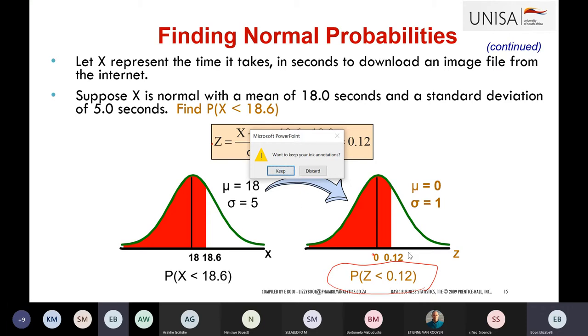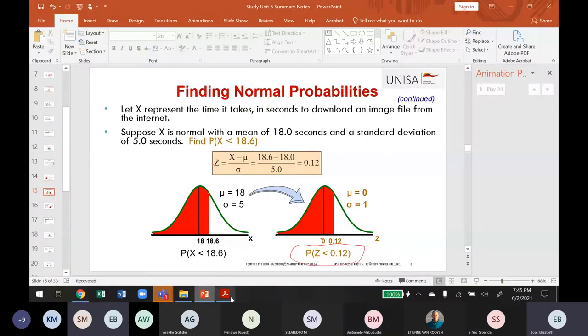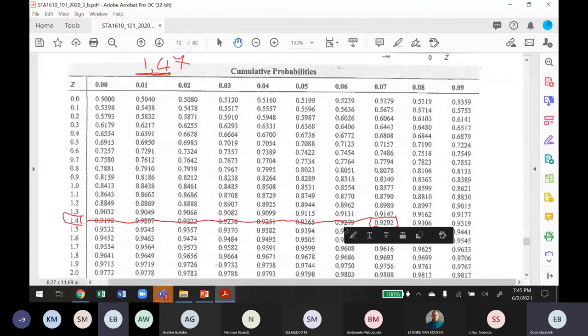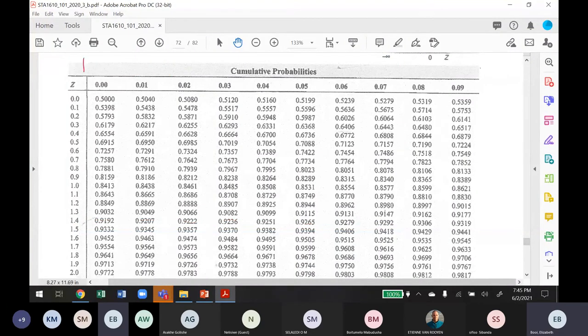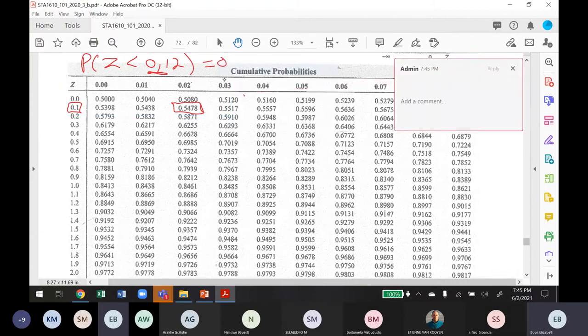And where do we find that probability of 0.12? Positive or negative side? Positive. On the positive side of the table. We need to look for the probability that Z is less than 0.12. So we go 0.1 on the left, and then we look for the last digit, which is 2, and therefore the answer is 0.5478. See how easy it is? Very easy to find. 0.5478. And that's how you find the probabilities.